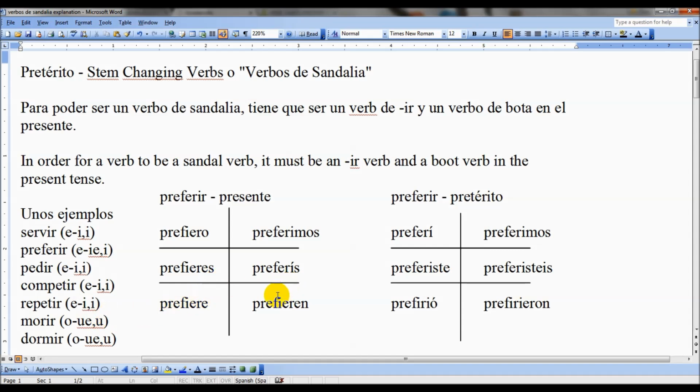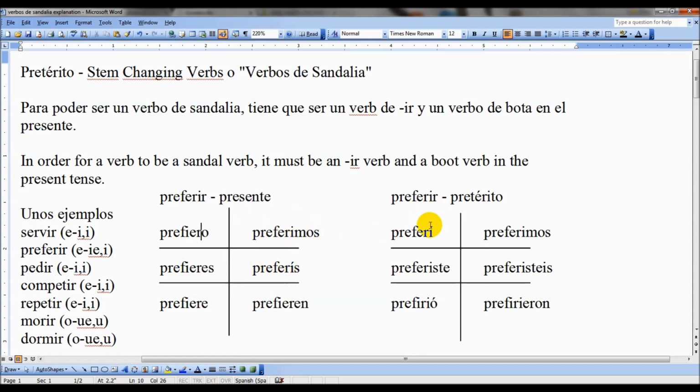And again, I'm going to show you some of those in just a second here. So, preferir in the present tense looks like this. You'll notice that the E changes to an IE in these 1, 2, 3, 4 positions. So that's where we get the boot from. But it does not change an E to an I in these two over here.